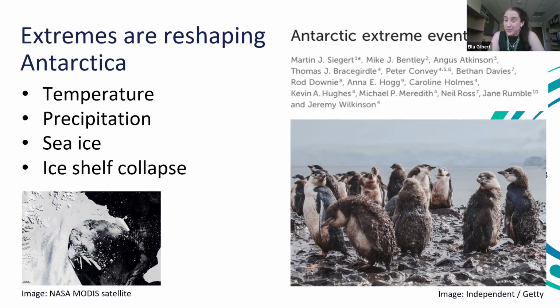penguins. We've also seen lots of extreme conditions with respect to sea ice in the Antarctic in the last few years, and even the collapse of entire ice shelves, including like this example down here, the Larsen B ice shelf.